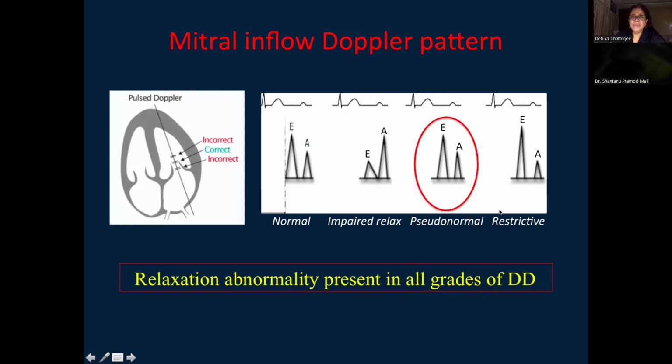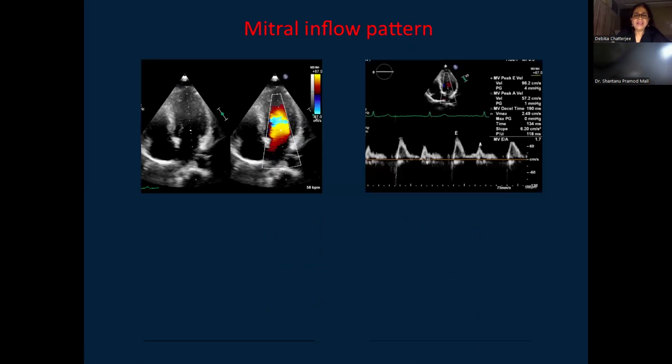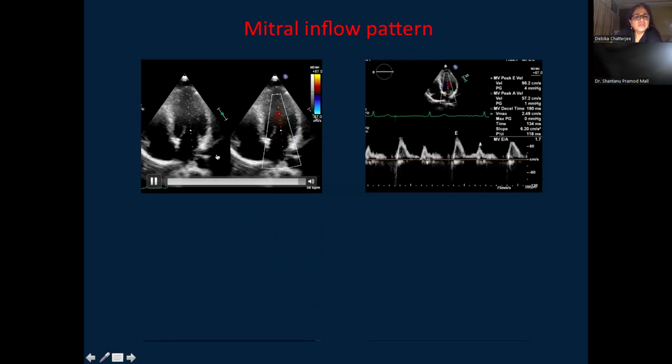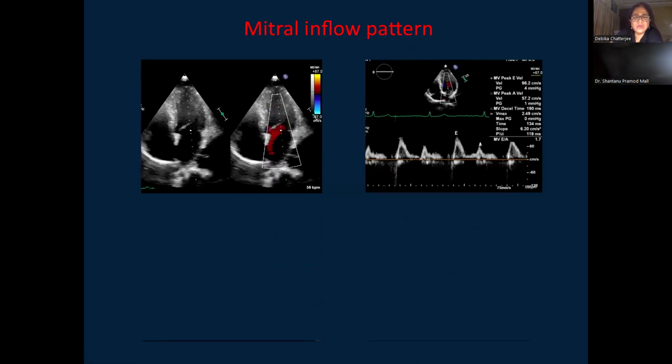Now, if you look at this pattern where E is more than A because of the raised LA pressure, and where normally E is more than A, it looks so similar. Now, how to differentiate? Here you see a person coming for a heart checkup. Heart is structurally absolutely normal. He is normotensive, non-diabetic, non-smoker. E wave is more than A wave.